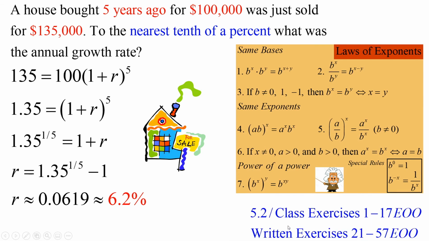All right, so today I'm giving you some class exercises and some written exercises. All right, 1 through 17, every other odd. 21 through 57, every other odd. Have fun and get a hold of me if you have any questions.